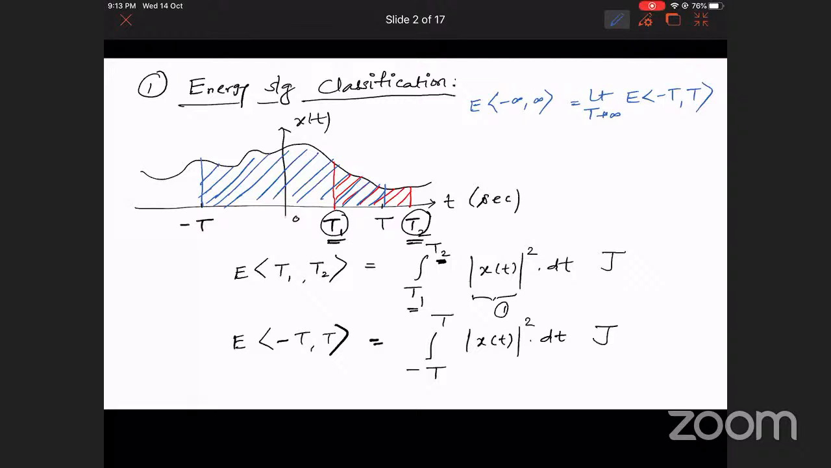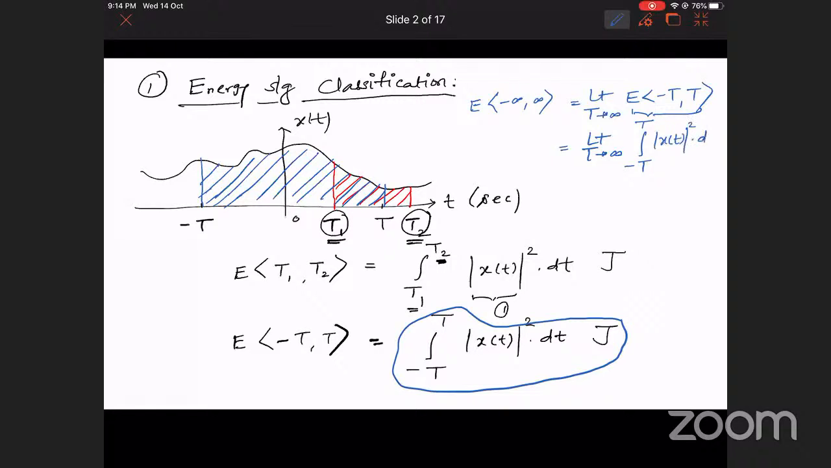How is it one and the same thing? Let us see. I'm writing here again, my limit T is approaching infinity. Now, what was the energy from minus T to T? I'm copying it as it is there above. So I am going to integrate it from minus T to T, mod of x of t whole square dt, and of course the unit will become Joules, guys. I hope you got that.